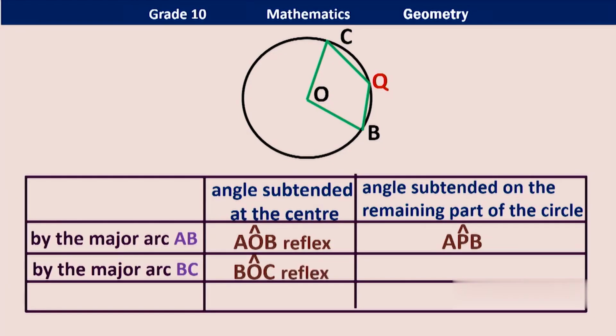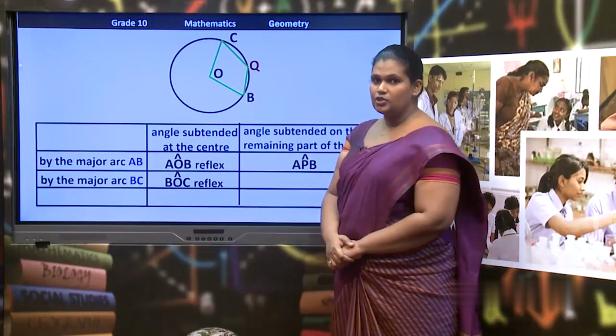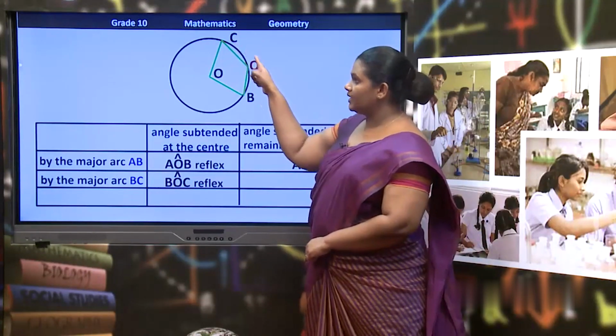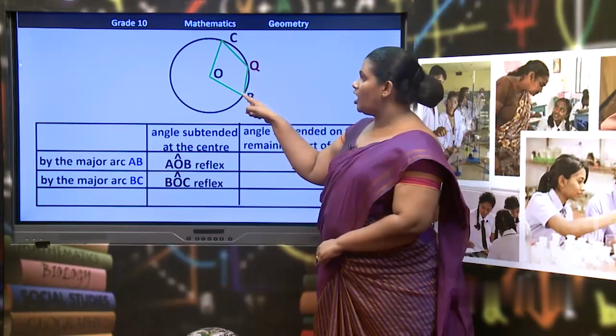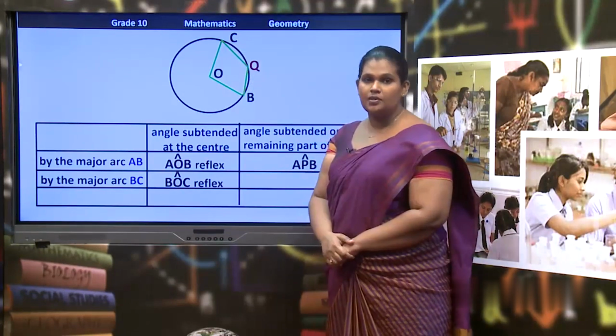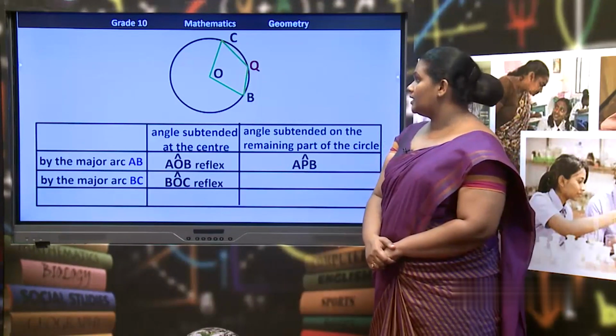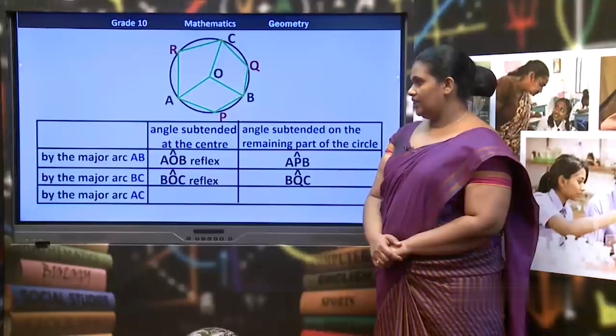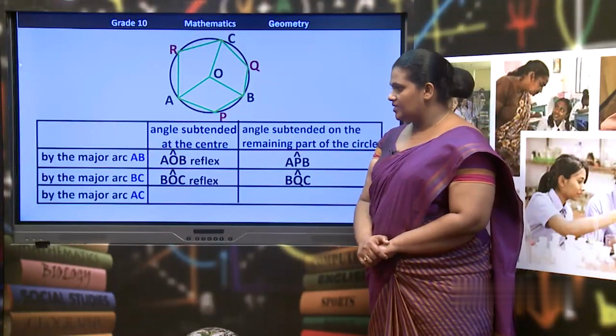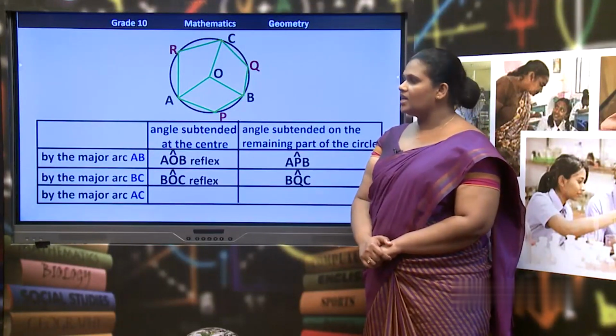Right. Now, we will have a look at the angle subtended on the remaining part of the circle by the major arc BC. Right. Once again, the major arc BC is here. So, the remaining part of the circle can be clearly observed. Now, the angle subtended on the remaining part of the circle can be observed as angle BQC. Next one. The angle subtended at the center by the major arc AC.